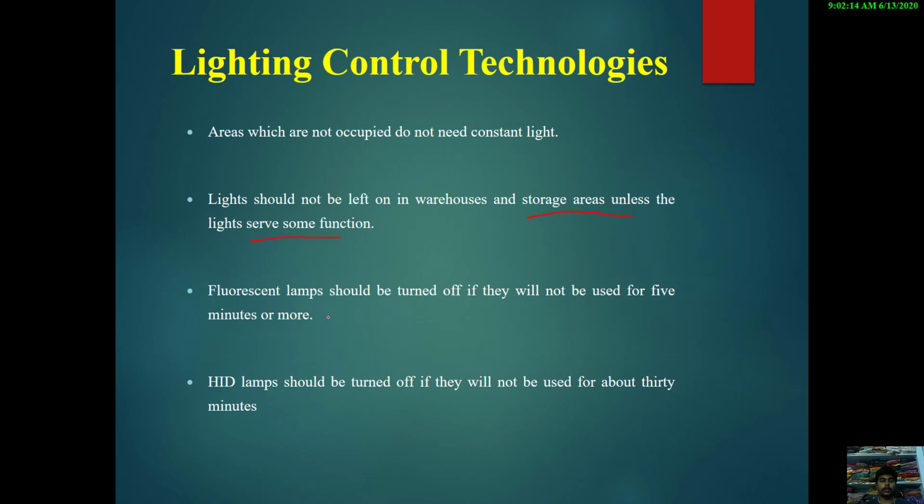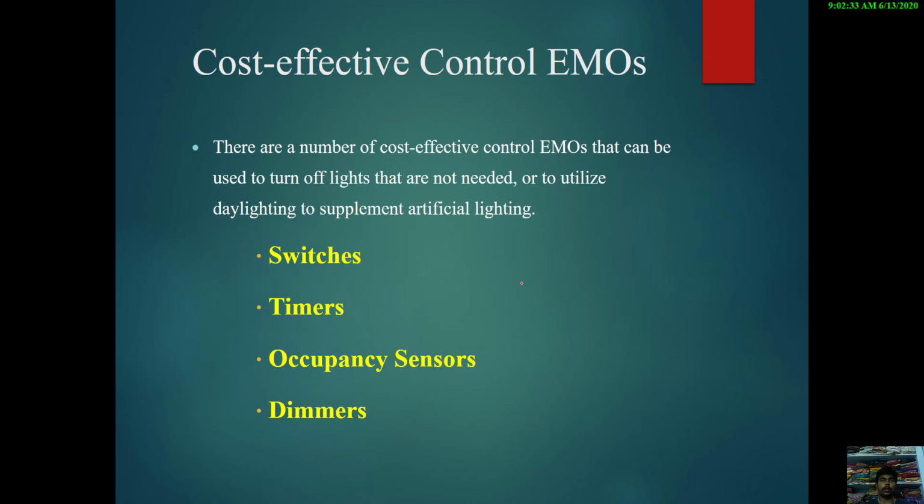In the case of fluorescent lamps, they should be turned off if they will not be in use for 5 minutes or more. And the HID, that is high intensity discharge lamps, should be turned off if they will not be used for about 30 minutes. That is, we have to give some control over the lighting system.